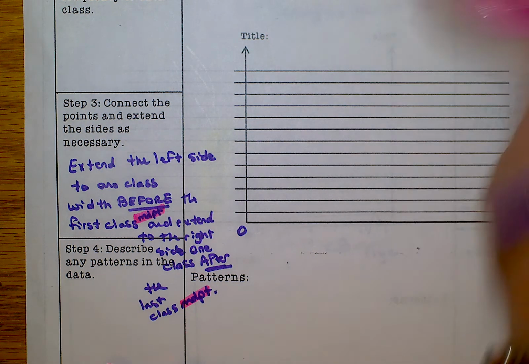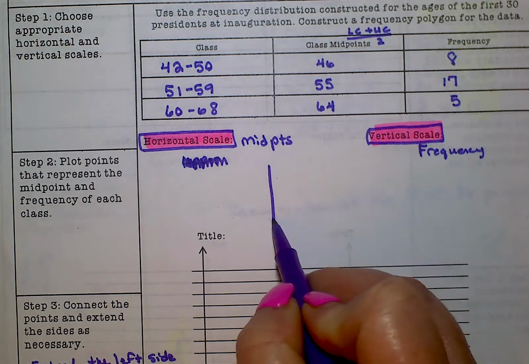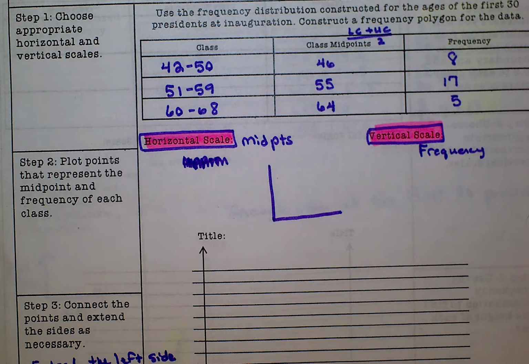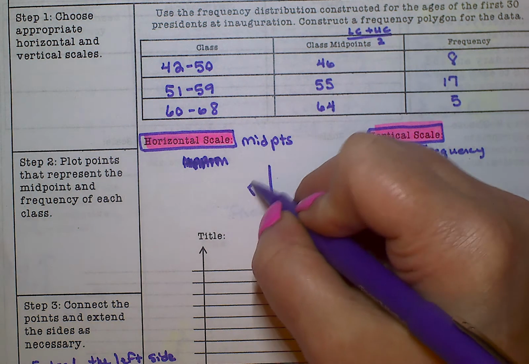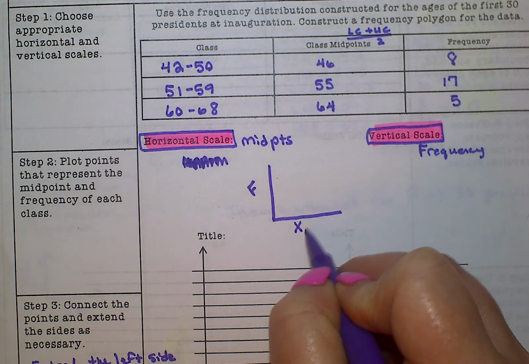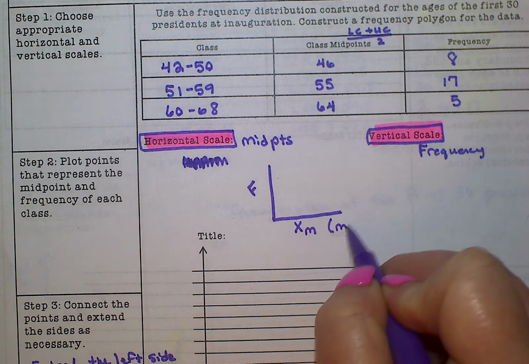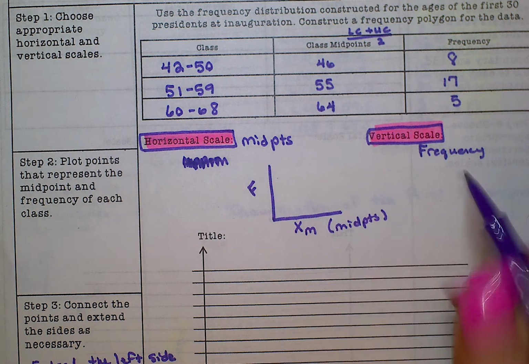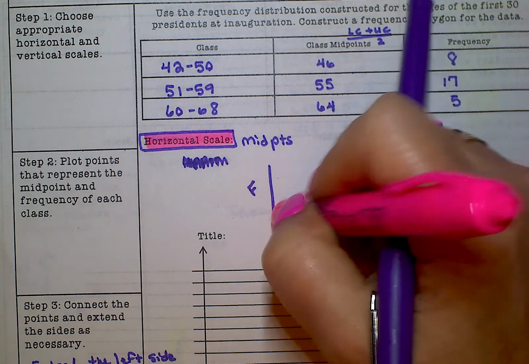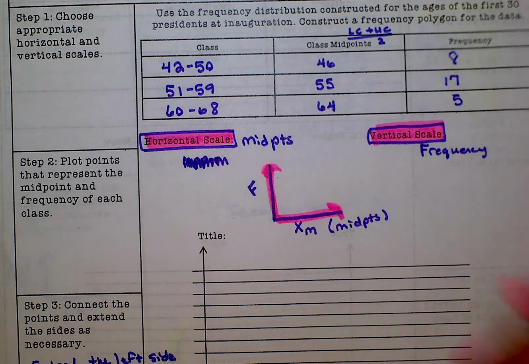Now I'm going to put this here for you. I'm going to draw this. Now, when you deal with the frequency polygon, you're going to put frequencies here. And I'm going to put XM here. That stands for midpoint. Okay? That means midpoints. In case I lost anybody. So that's what you're putting on the axes.